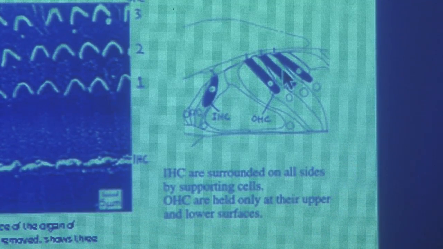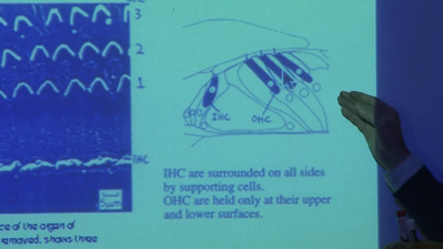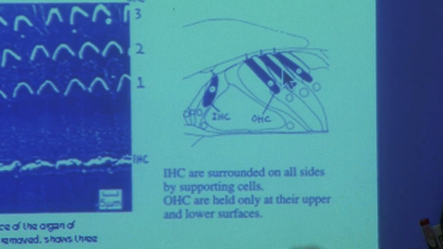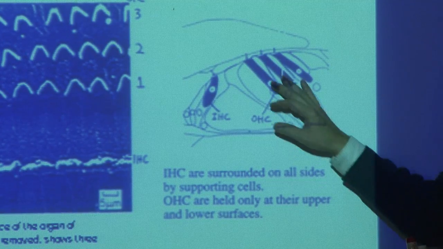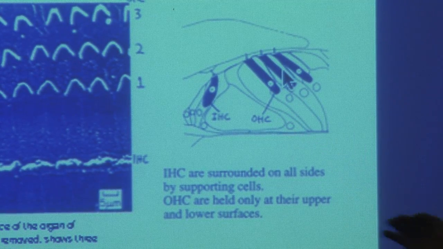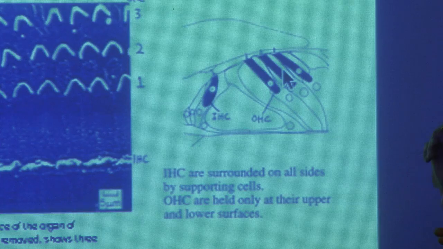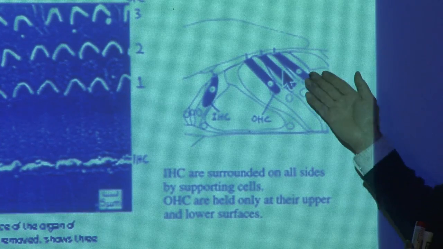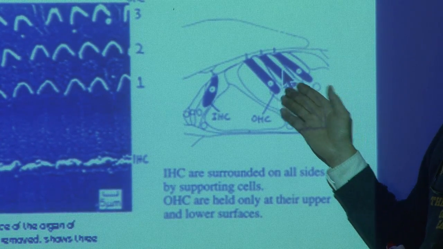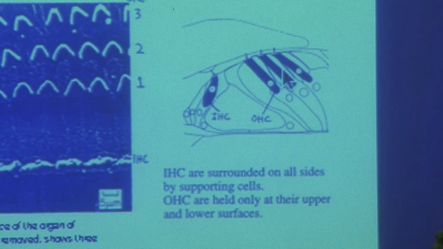Your brain says, I hear a sound. Even when it's a very soft sound, like a pin dropping, which without the cochlear amplifier would be inaudible, that very small mechanical motion is amplified. And the inner hair cells then say, oh, yes, I do hear the sound.